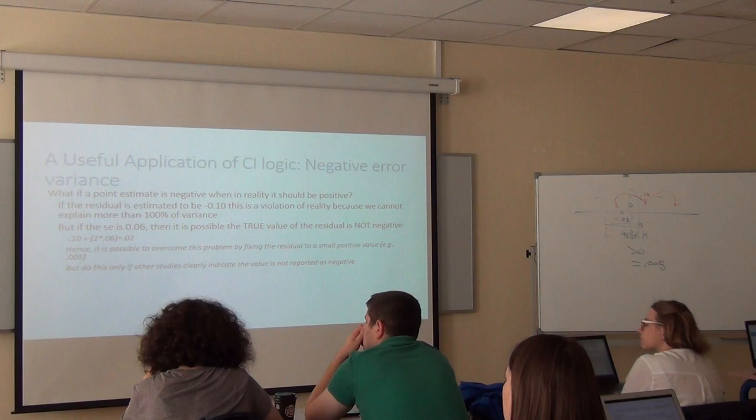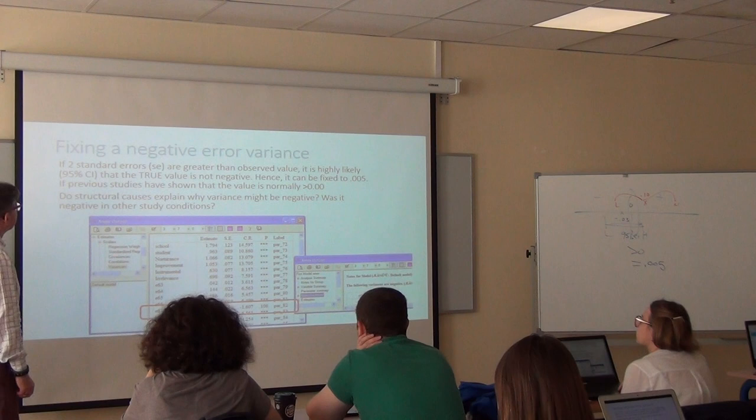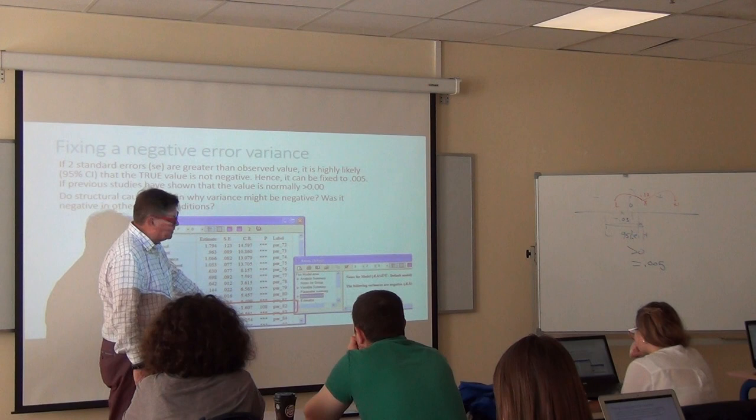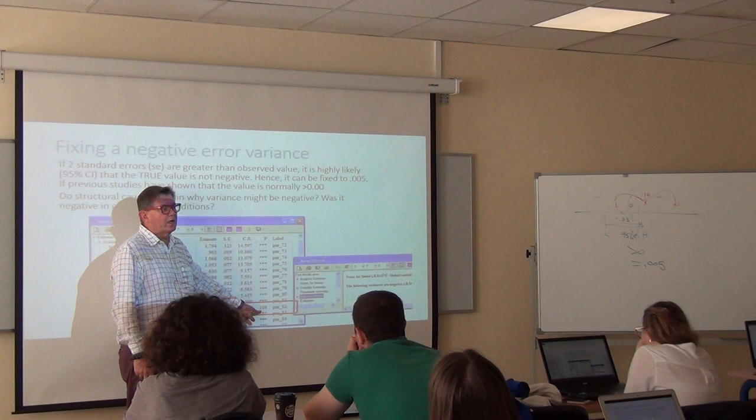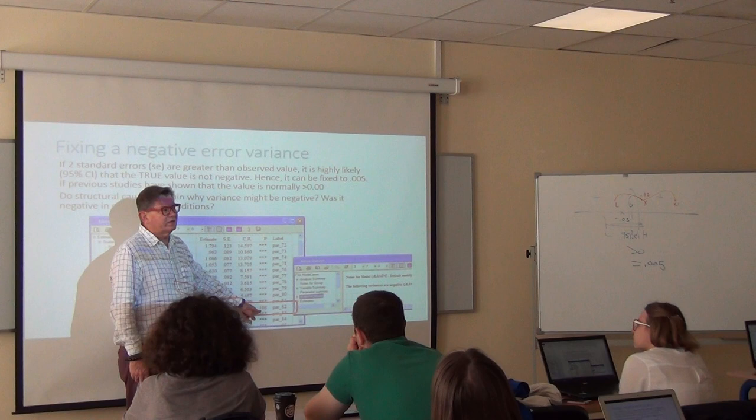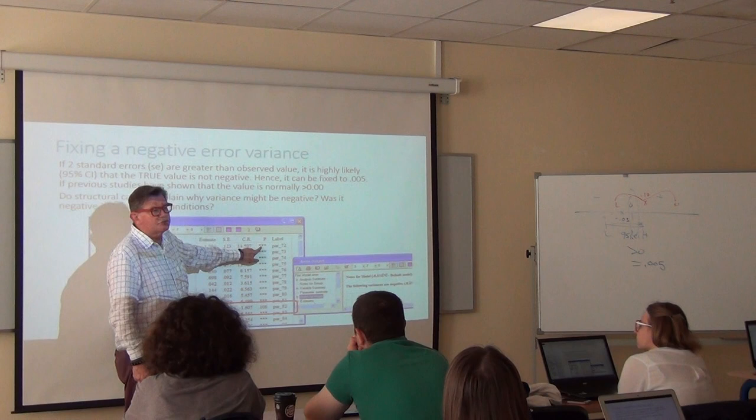So this is how Amos reports it. And Amos will show you, here it is, minus 0.19, but the standard error is 12. 12 times 2 is 24, that's bigger than 19. And it shows you the p-value. The p is 0.108, which means it's possibly not negative. It possibly crosses zero. These ones do not cross zero.